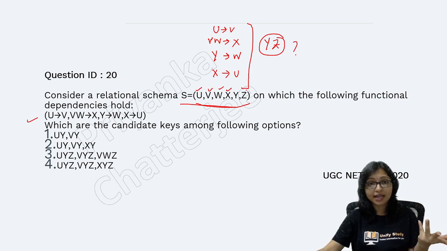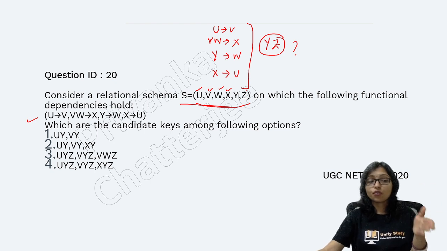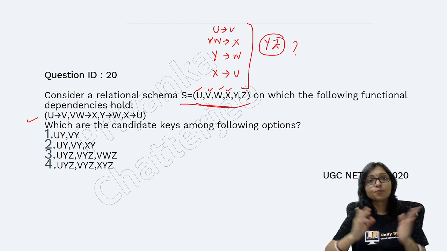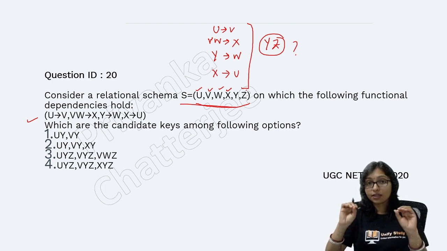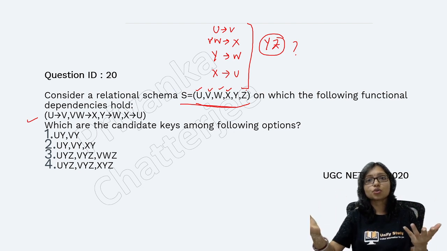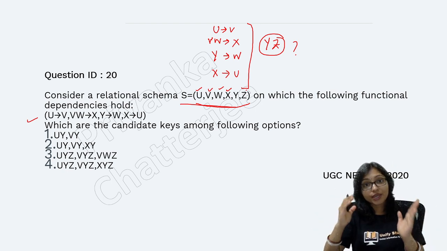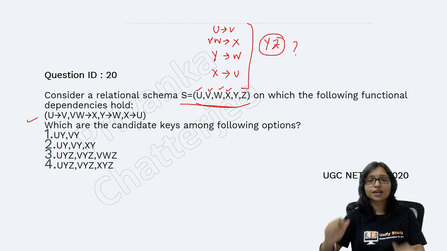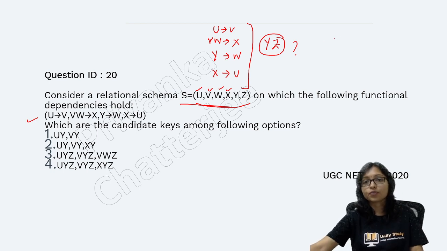Because what is a candidate key? A candidate key is an attribute set which can identify all other attributes. If you are doing the closure, what is closure? It means checking whether from the functional dependencies we are able to get that attribute or not. So YZ cannot be obtained through any attribute, which means YZ has to be part of the candidate key. So write down YZ here.